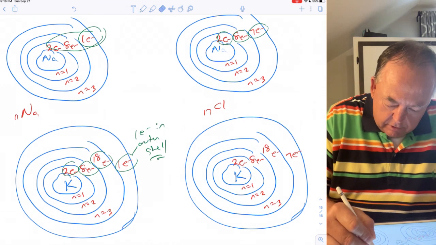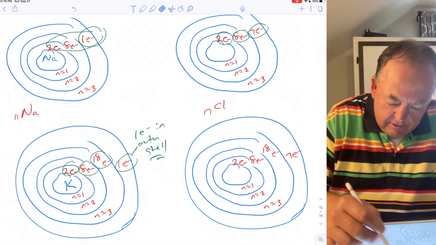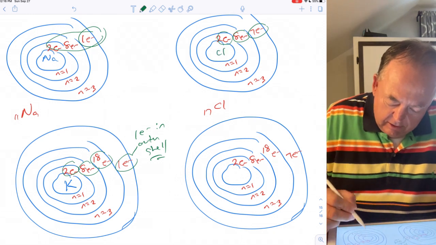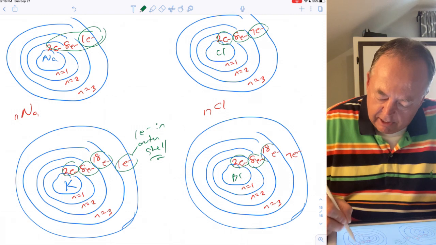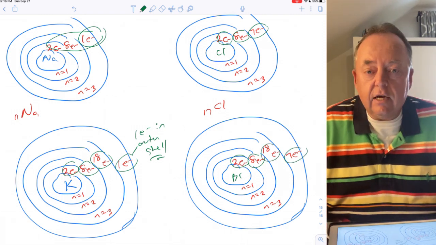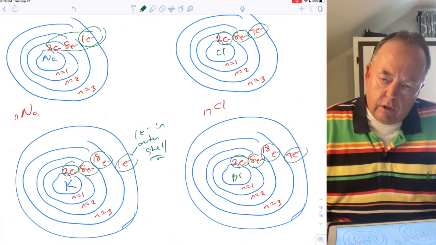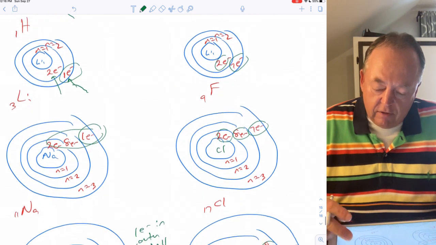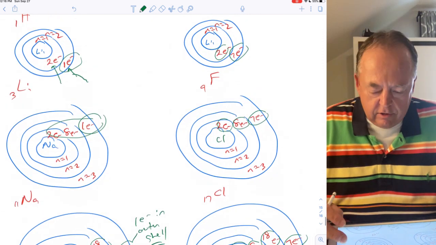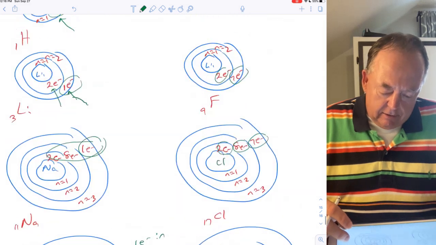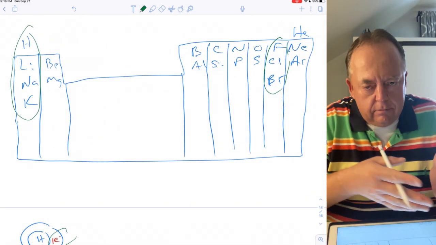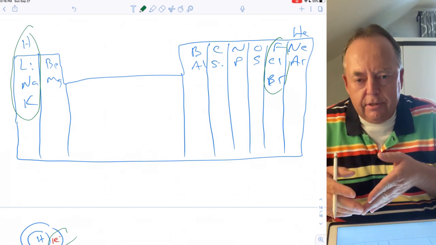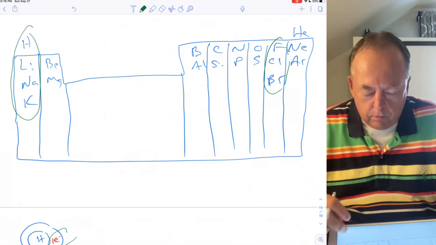Sorry, that should be chlorine, I copy and pasted. And this should be bromine, so 2 in the first shell, 8 in the second shell, 18 in the third shell, and then 7 in the outer shell. So again, what do they have in common? If you look at their outer shell, they all have the same number of electrons, 7 electrons in their outer shell. And so why are elements in columns? Because elements in columns have similar chemical properties, right? Similar physical and chemical properties.